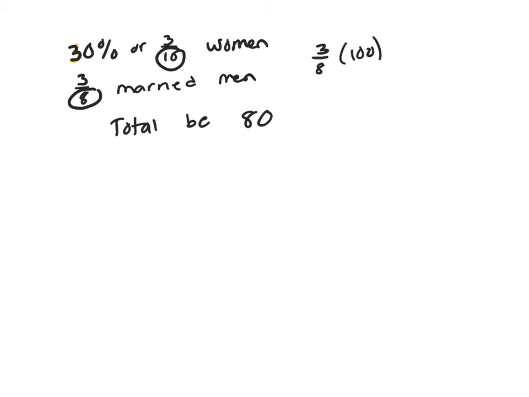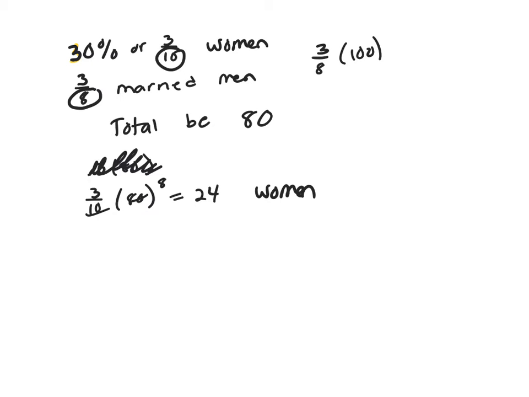Total's 80. So if I do 0.3 times 80, think about it, there's something else that makes your life easier if you do 3/10. 3/10 of 80. See how 8 times 3 is 24. It's what I should have been doing up here. Use the fractional form. All right, so if you've got 24 women and you've got a total of 80 people, so 80 minus 24, that's going to be 56 men.